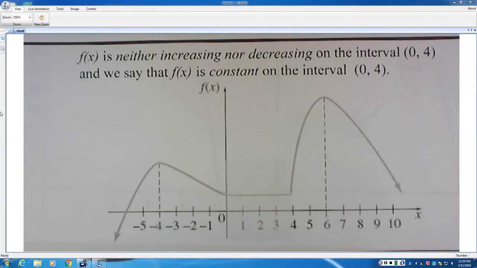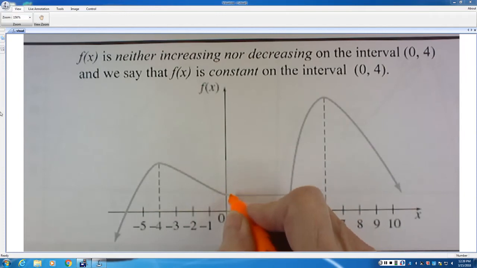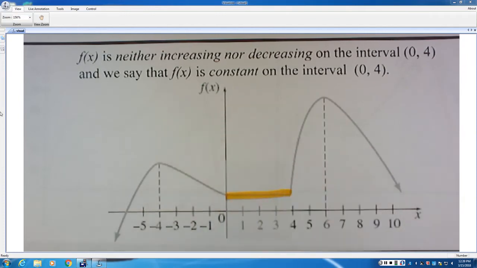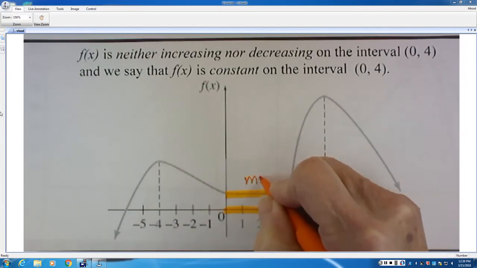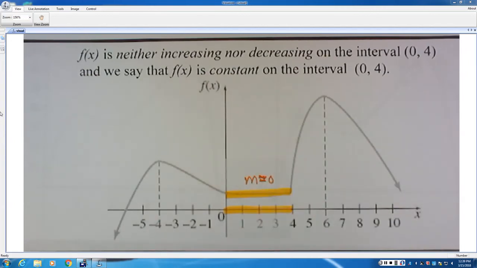And then the last one is that it's neither increasing nor decreasing on that interval right there, from 0 to 4. And that's because its slope is 0. Okay? The value of the slope is 0. It's not positive, it's not negative. The value of the slope is equal to 0. Not the value of the function.